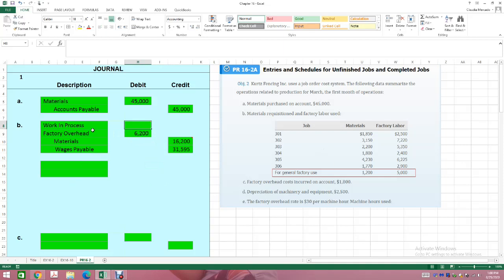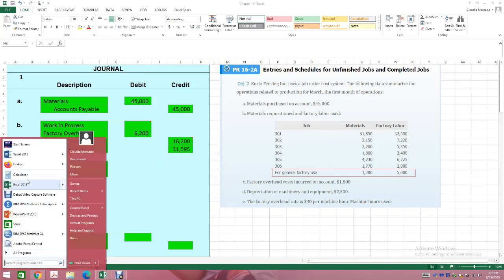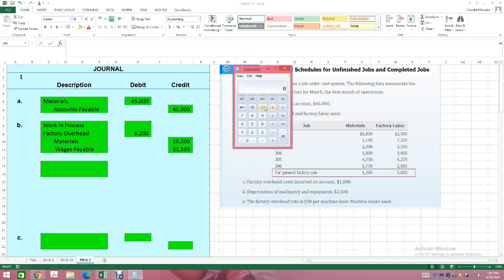So work in process is basically everything that's directly associated with manufacturing the product. Okay. So let's get our calculator out. And we know that we've put into production, into work in process, these amounts of direct materials. So I'm going to get my 1850, 3150, 2200, 1800, 4230, 1770. I'm going to exclude that 1200. That's not going to be included.